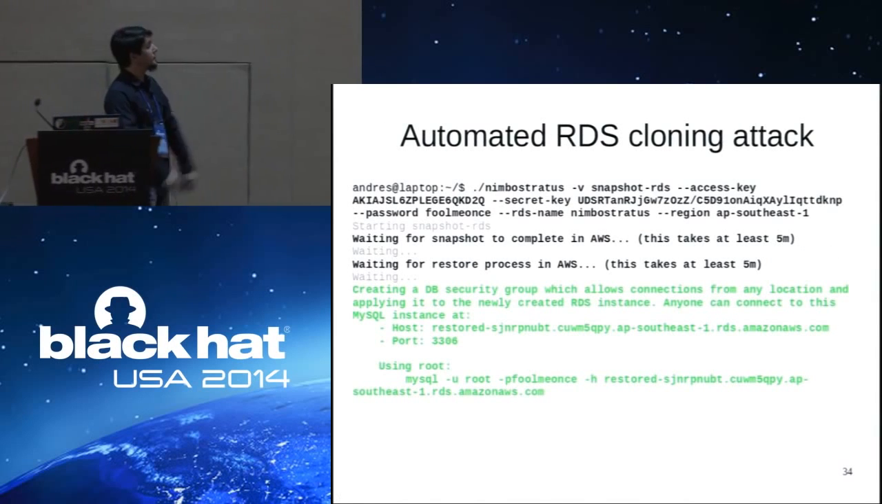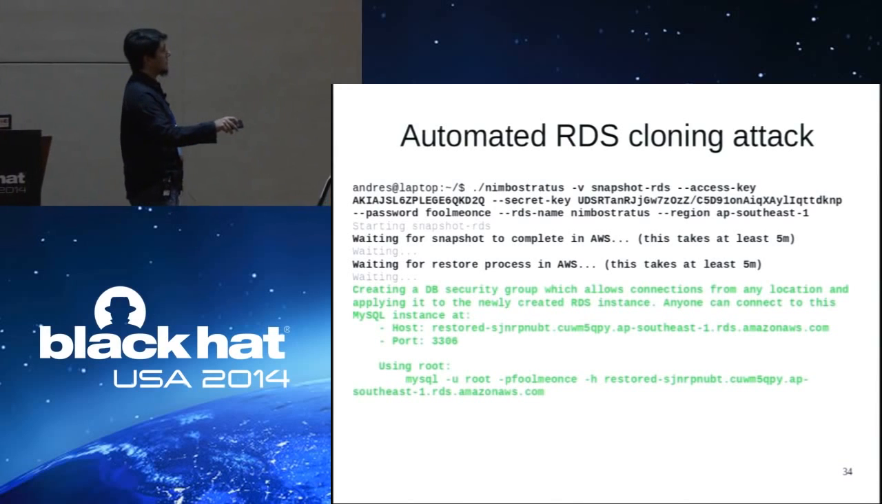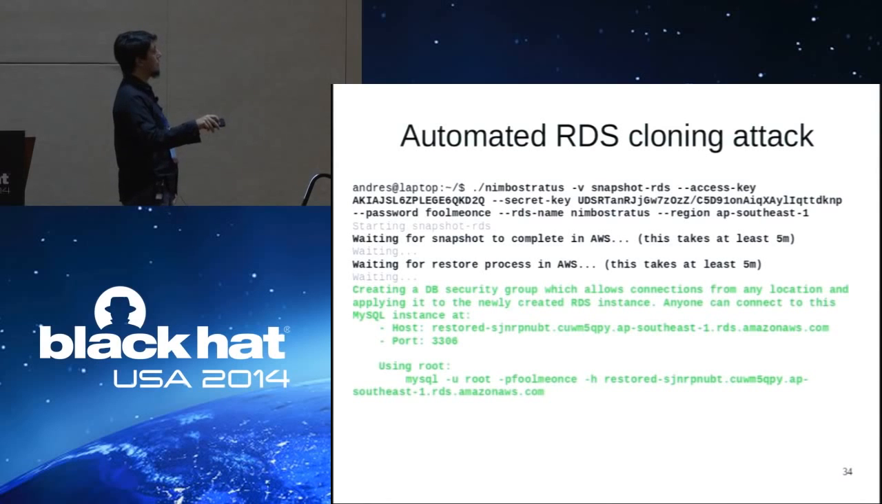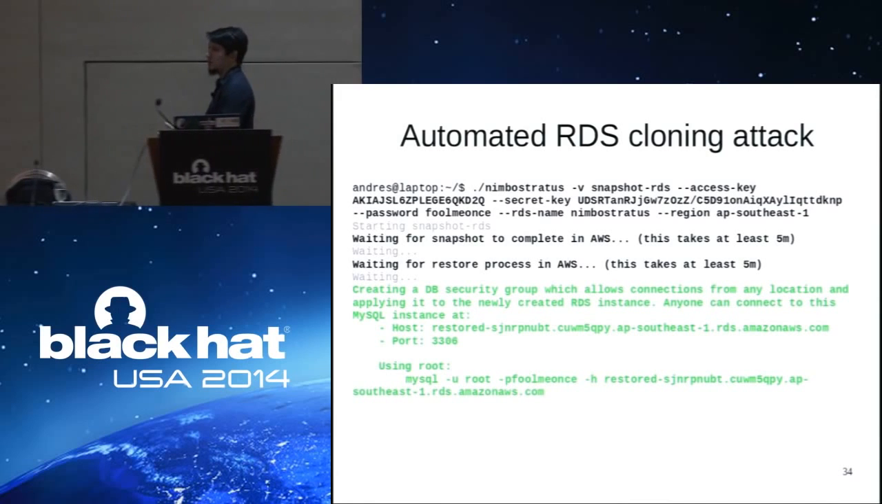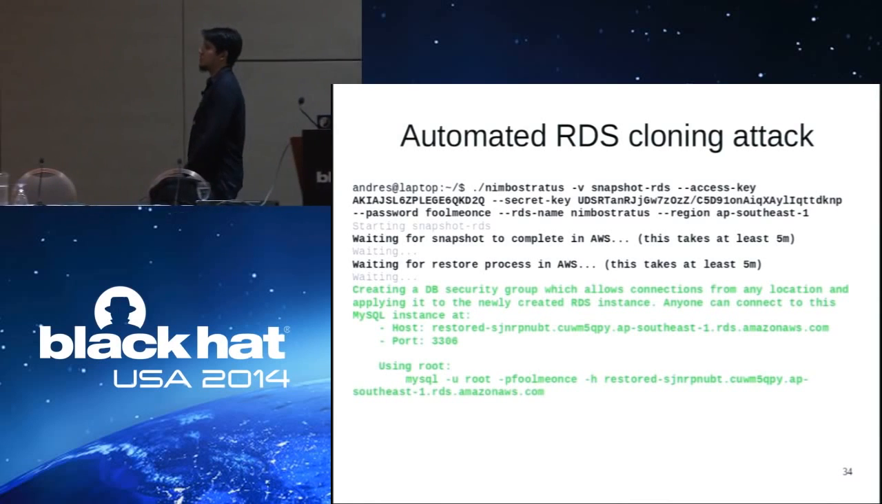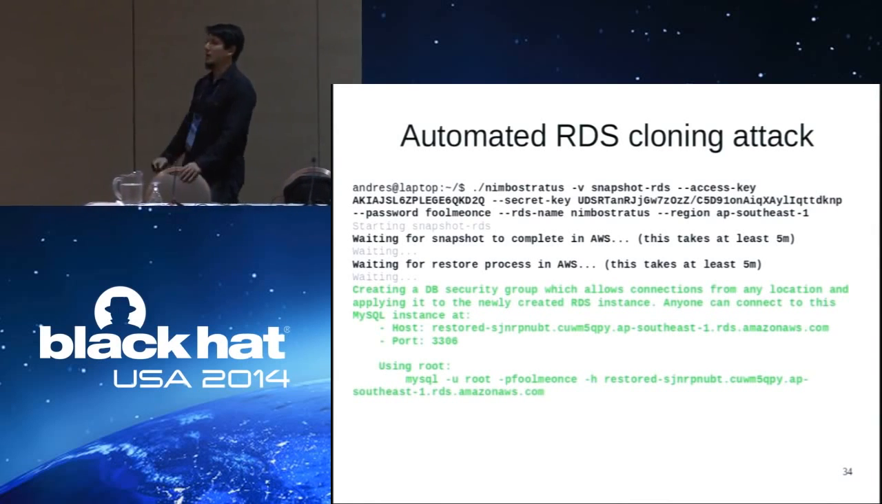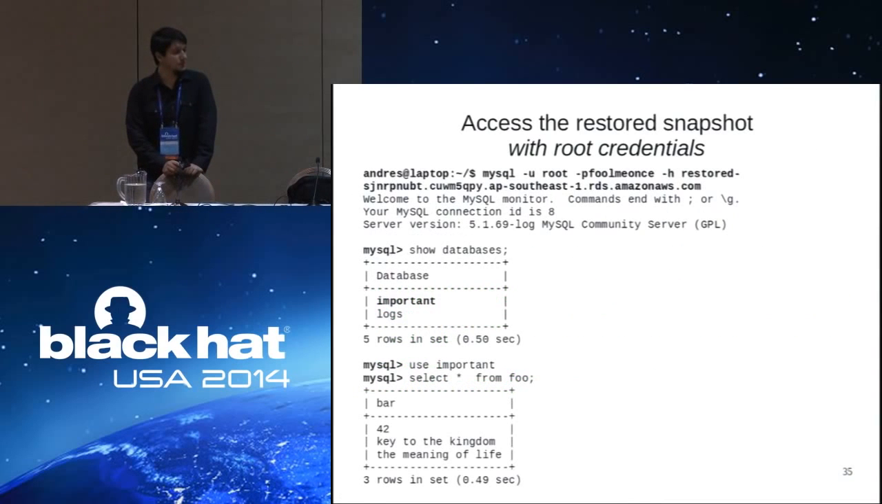And I automated that, really simple. You pass the credentials and the new password, the name of the instance that you want to clone, the region where it lives, it runs, and after some time, you're able to connect to it with the new password, but containing all the same information that we had in the original database.